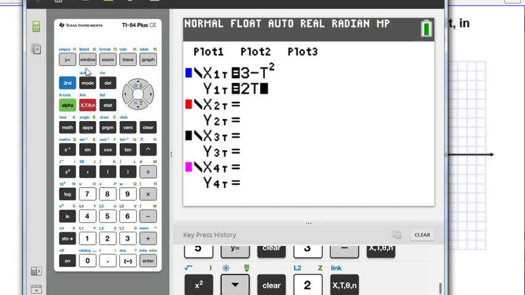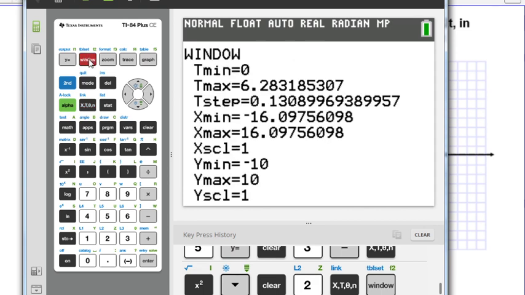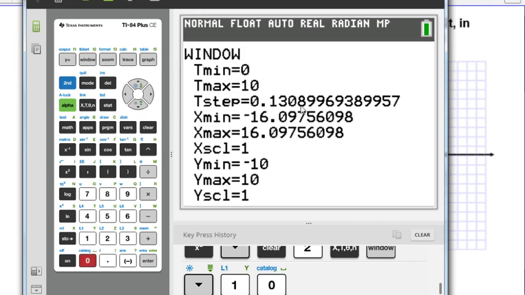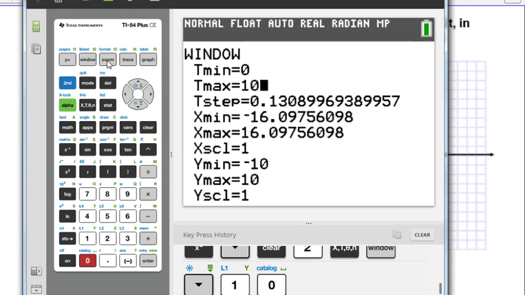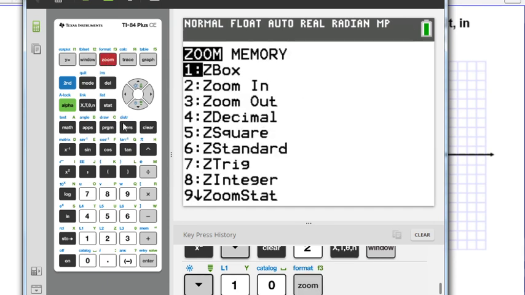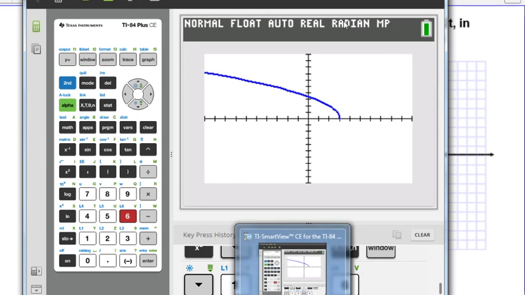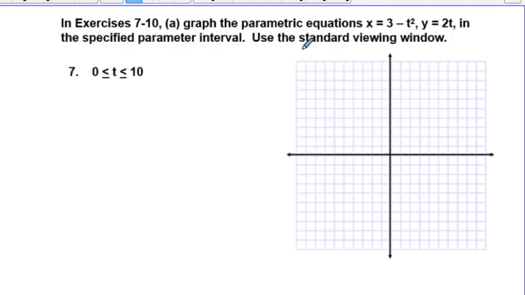And one thing that's really important to look at is the window. So the t minimum is 0 and t maximum is 10 because it says t between 0 and 10. And it gives an automatic t step. Now, we changed the window because of zoom square. So if I go to zoom standard, it will take us back to a standard window. And what does it say for any instructions in the problem? It says use standard grid window, which is 10 by 10.